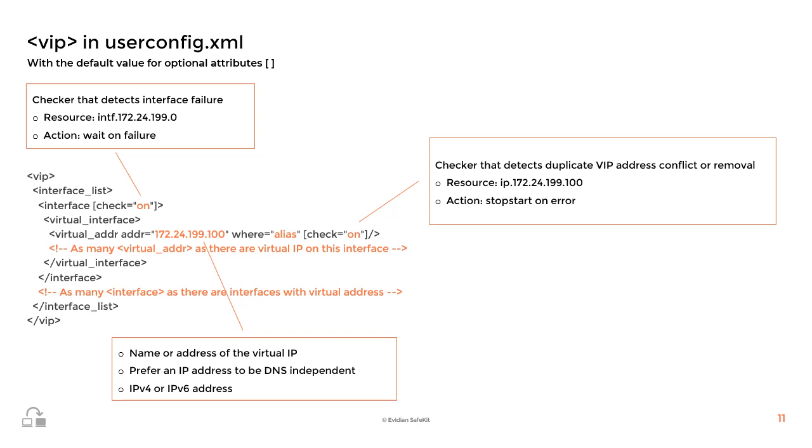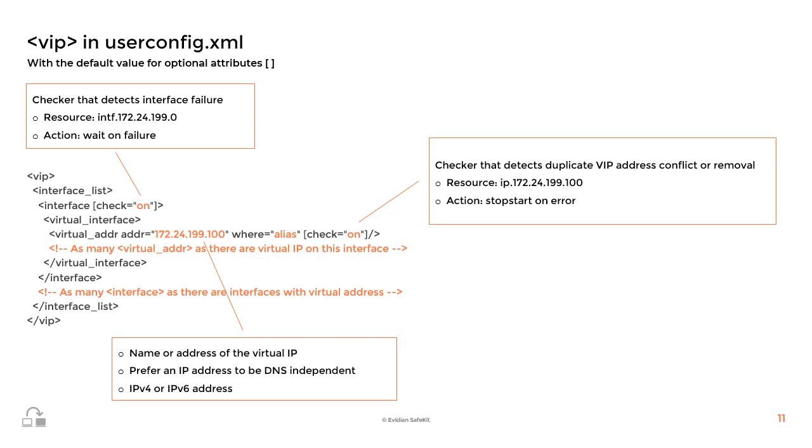Then, virtual ADDR is the tag where the address or DNS name of the virtual IP is set. It is preferable to configure an IP address to be resilient to DNS failures. You can set here an IPv4 or IPv6 address for the virtual IP. Alias means that the virtual IP address will be set as an alias of the physical IP address on the network interface of each node. The check attribute set to on in the virtual ADDR tag means that a checker will detect duplicate VIP address conflicts or removals.